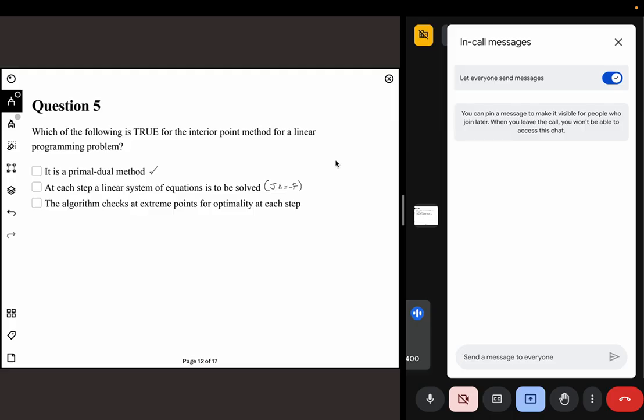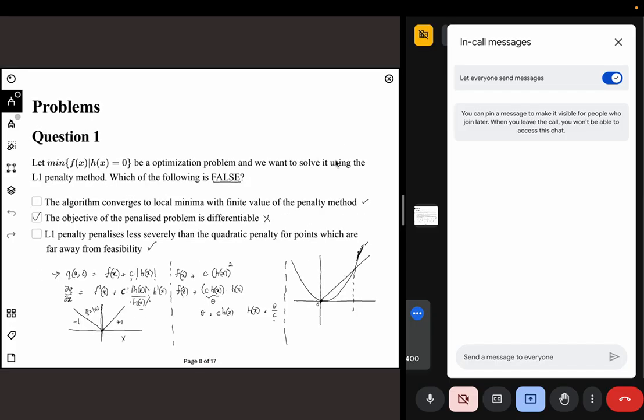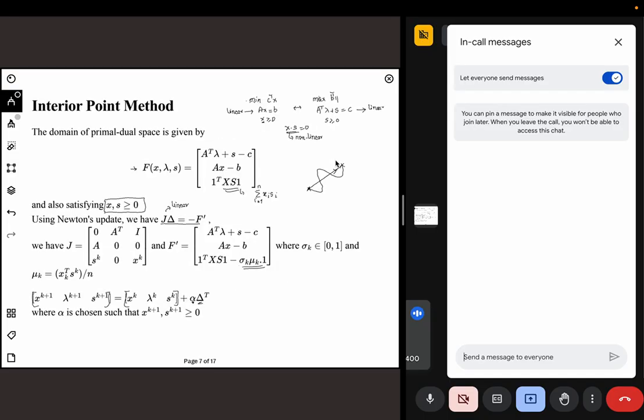The algorithm checks at extreme points for optimality at each step. So are we checking anything like that? Not in this method. We are not doing any check like that. Instead, we are directly moving in some different way. We are using this extra term, and we can vary the sigma. If these are the extreme points, we are not moving to the extreme points, checking all of them before reaching the solution. We are skipping all this and directly going to the final solution.